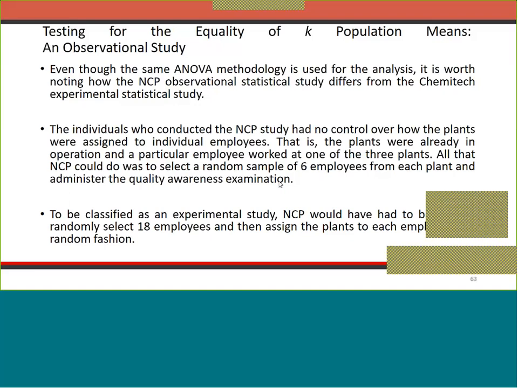Now what are the drawbacks in observational statistical study over experimental? The individuals who conducted the NCP study had no control over how the plants were assigned to individual employees, because we have collected a sample from each plant. That is, the plants were already in operation and a particular employee worked at one of the three plants. All that NCP could do was to select a random sample of 6 employees from each plant and administer the quality awareness examination. We have not allotted plants to employees. Instead, at each plant we selected 6 people.